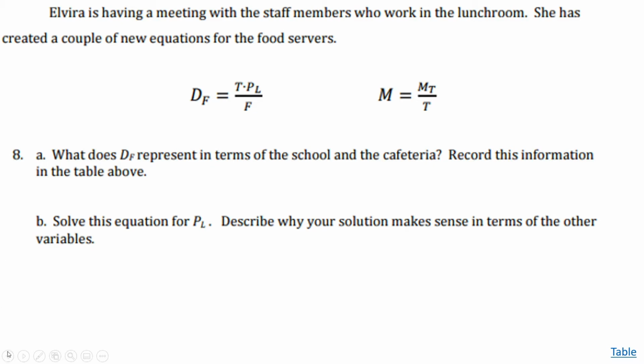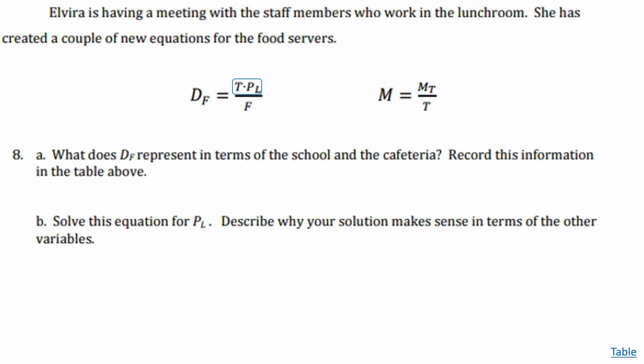They look kind of complicated. D sub F equals T times P sub L divided by F. Wow. And then M equals M sub T divided by T. Looks like we're getting into advanced algebra here. Number 8. What does D sub F represent in terms of the school and the cafeteria?